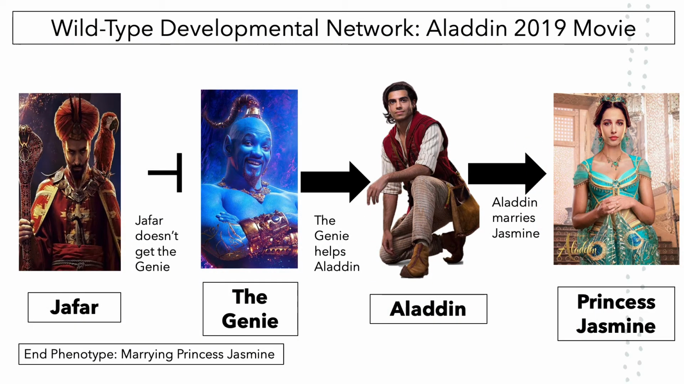Our network is that Jafar inhibits the genie, and the genie activates Aladdin, and Aladdin activates marrying Princess Jasmine. If we were to think about this in scientific terms, then the Jafar gene represses the translation of the genie gene. The genie gene activates the transcription of the Aladdin gene, and the Aladdin gene activates the transcription of the Princess Jasmine gene, which represents the phenotype of marriage.